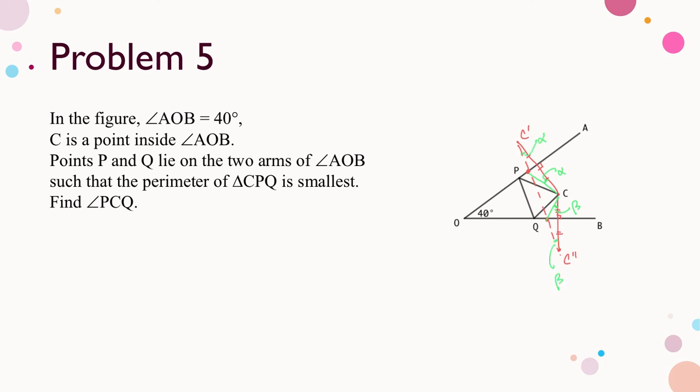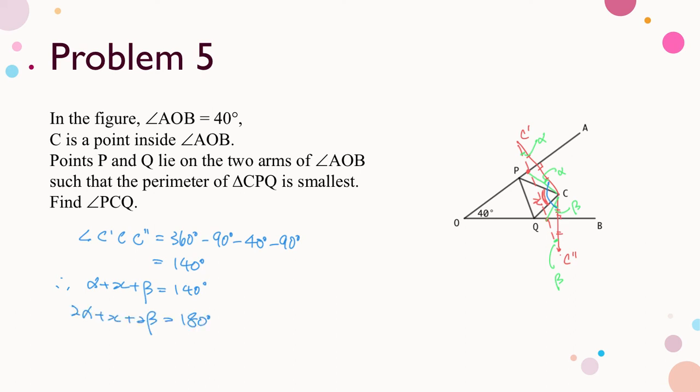Since these 2 angles are 90 degrees and the given angle is 40 degrees, angle C prime C double prime is 140 degrees by angle sum of quadrilateral. Let me denote the angle PCQ by x. Then we have alpha plus beta plus x equals 140 degrees. On the other hand, consider triangle C prime C double prime. We have 2 alpha plus 2 beta plus x equals 180 degrees. Combine these two results. We have x equals 100 degrees. That is, the answer is 100 degrees.